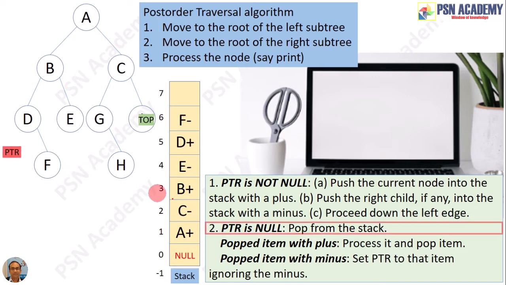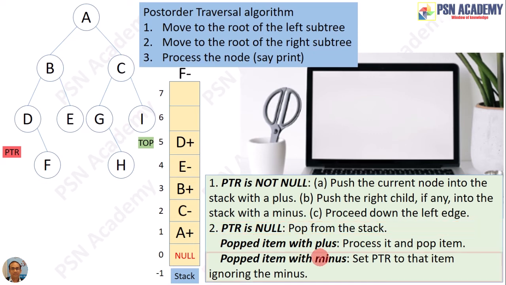Now we go to rule 2. PTR is null. What should we do? Pop from the stack. Now what is there on the top of the stack? F minus. So F minus will come out of the stack. Top goes down to 5 and then we check whether the popped item is with a plus sign or with a minus sign. We see that it is with a minus sign, right? So what should you do? Set PTR to that item, ignoring the minus. So PTR, which is null now, will be set to F.